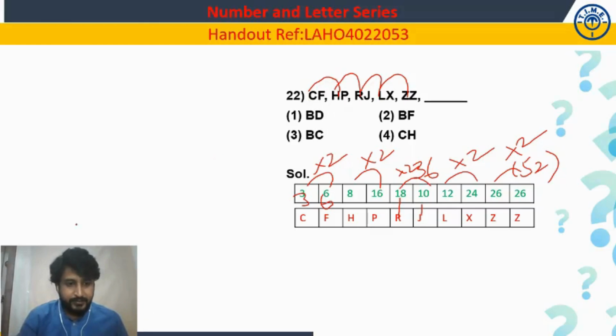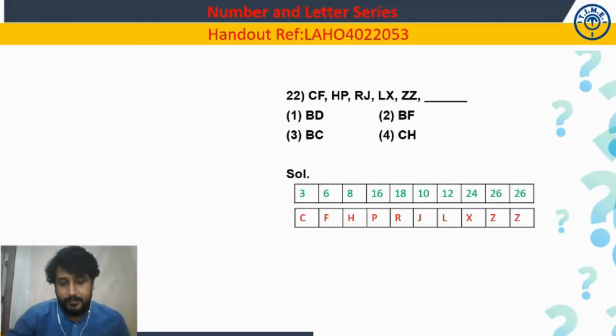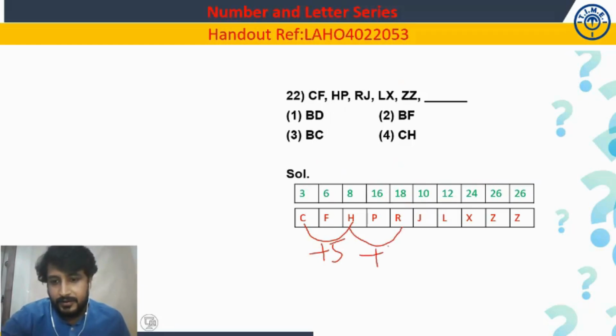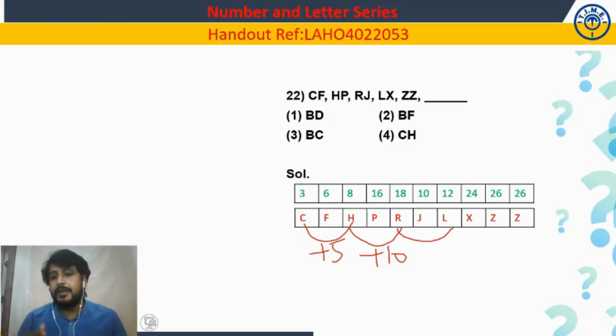And I'll erase this so you can understand clearly. Now, C to H is increased by how much? Plus 5. It's fine. And here to here it is increased by how much? Plus 10. It is okay. No issue. Next, here to here it may be increased by 15, or it may be increased by 20. You may go ahead with any of the logics, right?